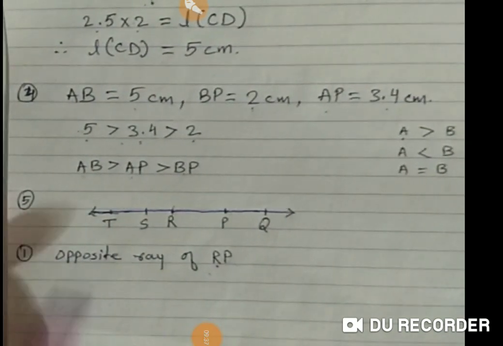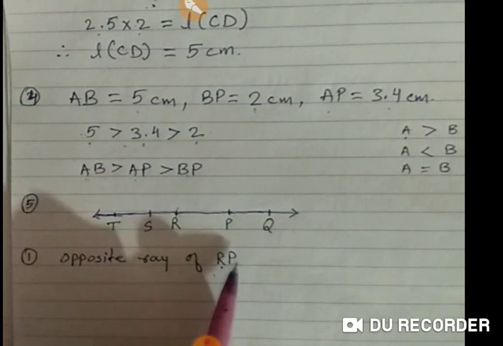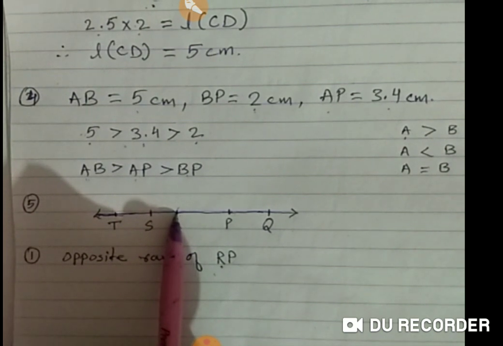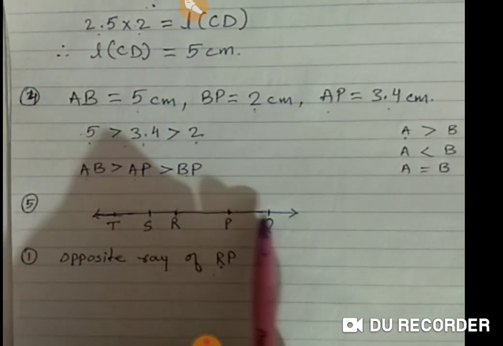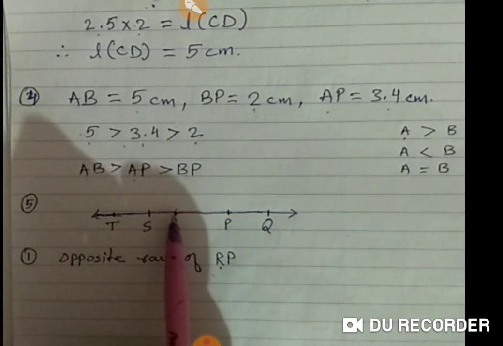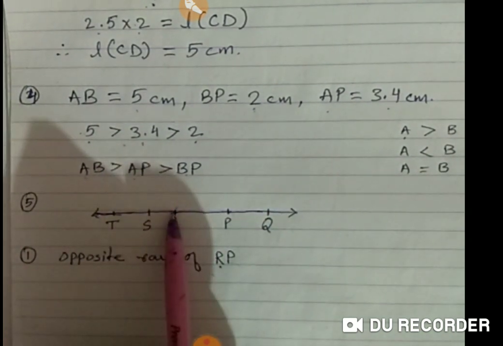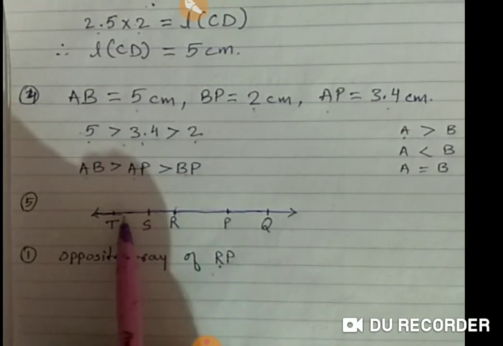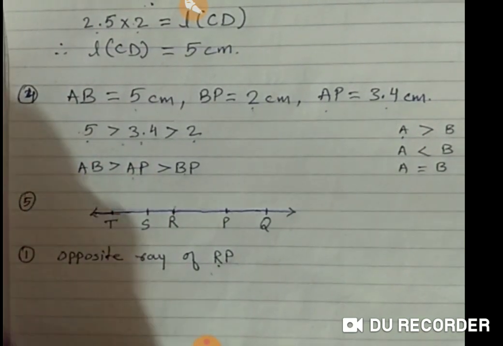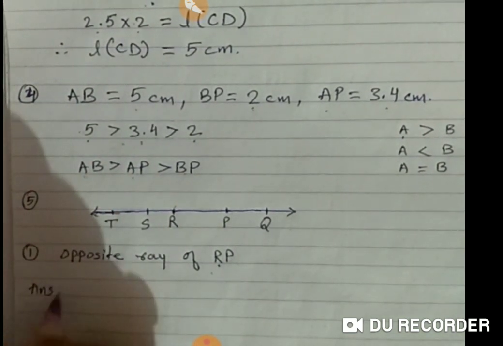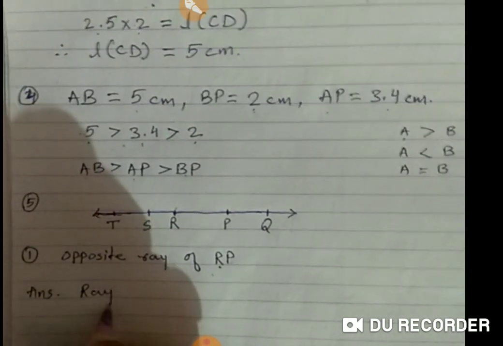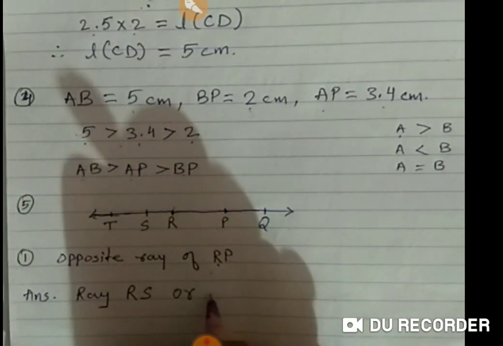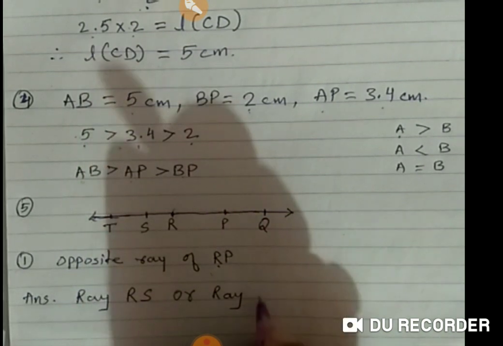So your first question, you need to find out the opposite ray of RP. So the originating point for RP is R. RP moves in the right hand direction. So the opposite ray should move in the left hand direction originating from R itself. So it can be RS or it can be RT. So your answer is ray RS or ray RT.